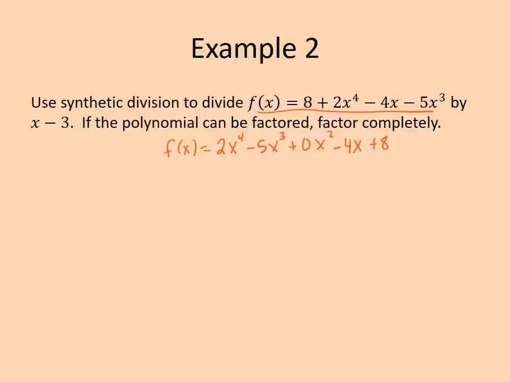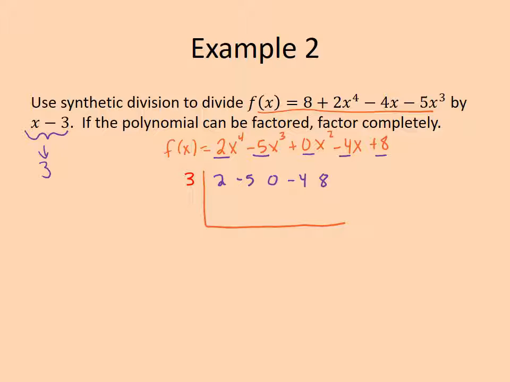Once we have rewritten our polynomial, we draw our polynomial L. Remember, the coefficients from the polynomial go at the top part of the L. So we have a 2, a -5, a 0, a -4, and an 8. Those are all the coefficients of the polynomial. Since x minus 3 is what we're dividing by, the 0 is just a positive 3. Remember, it's the opposite of what you have here. So on the outside, we have 3.